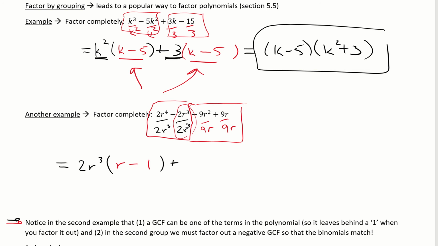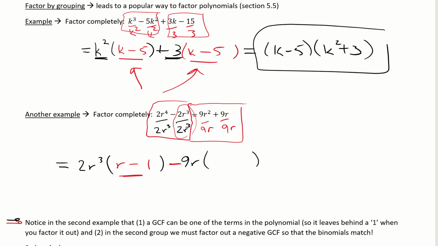Okay, so let's take out 9r. Look what's left behind. You're left behind, see the minus sign right here? So that means you have a minus r and then a plus 1. But these guys are not matching. They have the wrong sign. So sometimes what you have to do is don't take out a positive, take out a negative.